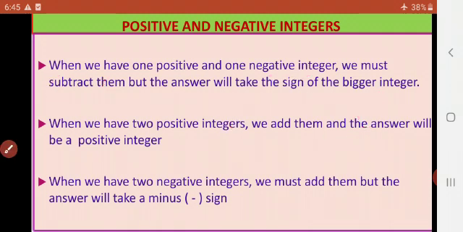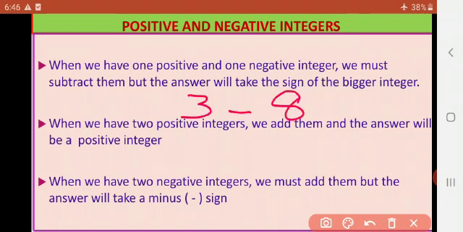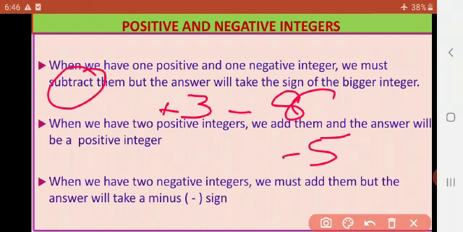I can give you one more example. Suppose it is 3 minus 8. Here 3 is actually positive because no sign means it's positive. So one is positive and the other is negative, so we have to subtract. Subtraction is like we do 8 minus 3. What is 8 minus 3? 5. Now we have to take the number which is greater. Here 8 is greater and the sign in front of it is minus, so it is a negative number. So the answer will be minus 5. So 3 minus 8 is minus 5.